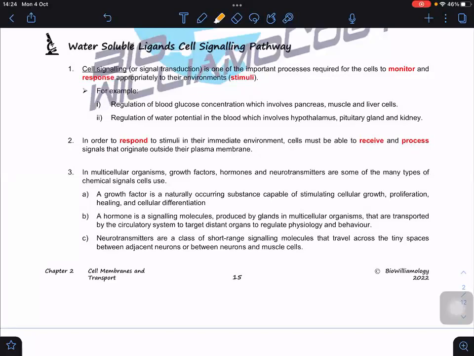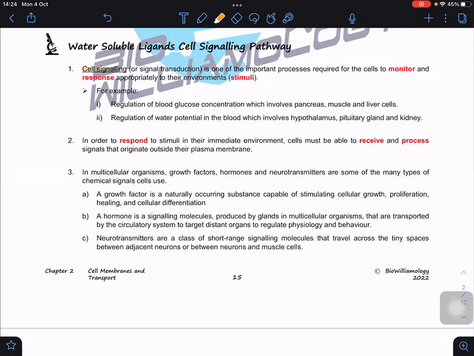Okay, so let us look at this water-soluble ligand cell signaling pathway. It means that these ligands are hydrophilic, so they are water-soluble. But I will go through it in general first.